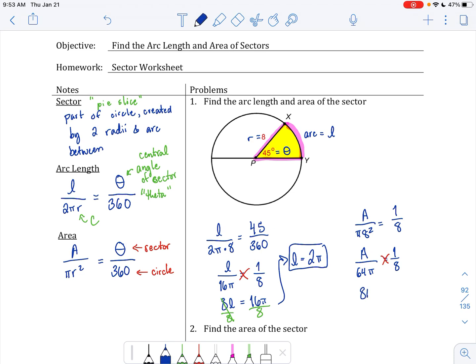Cross multiply. And 8a is equal to 64 pi. Divide both sides by 8. And a is equal to 8 pi. There's no unit in the setup, so we don't need any unit in our final answer.